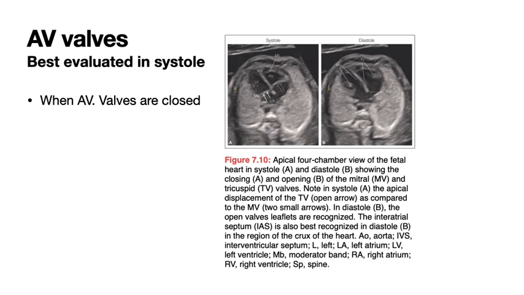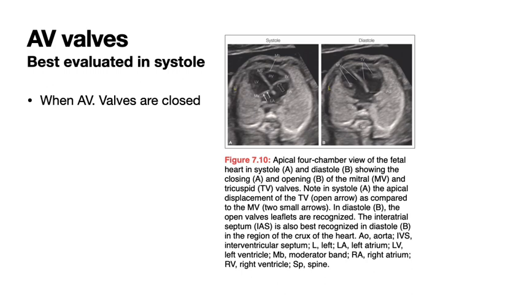So, and it's a little confusing because valves opening make you think that something's squirting out, but actually the valves open when it's coming in. So when the ventricle contracts, the AV valves close, and when they're closed, it's easy to see them. So the picture at the left is systole.